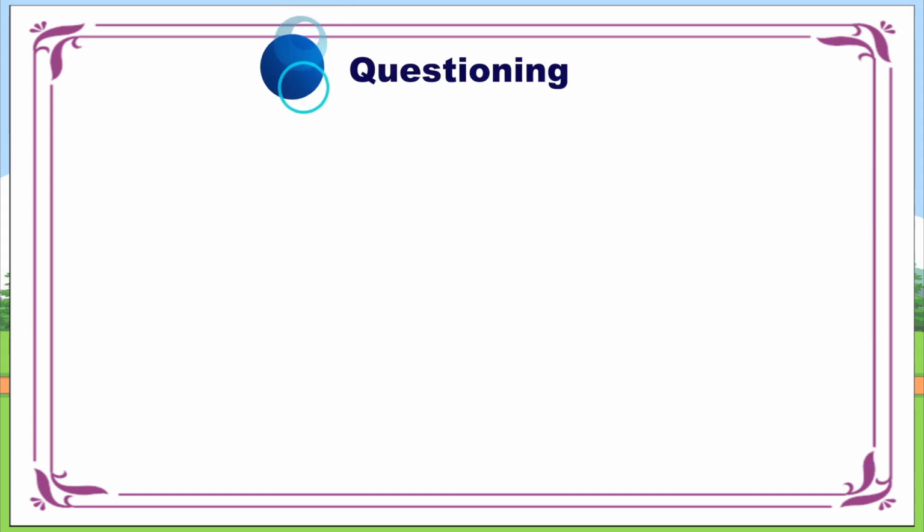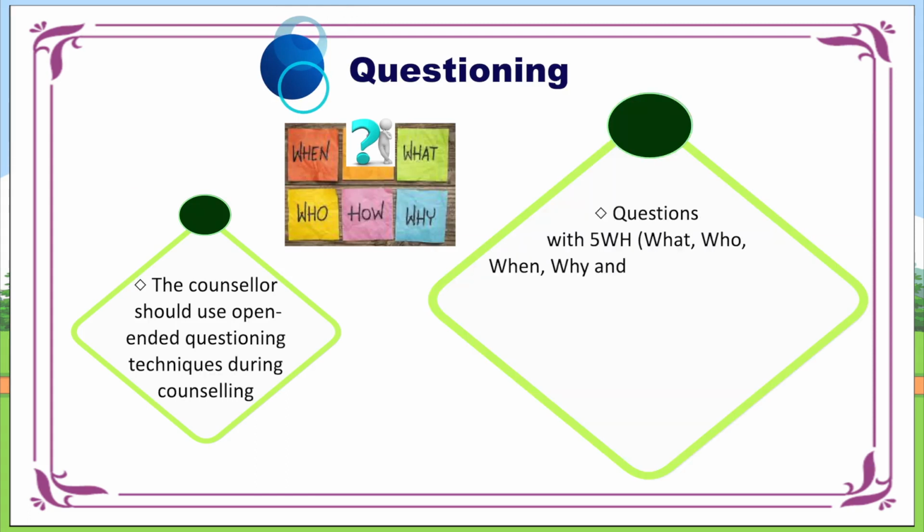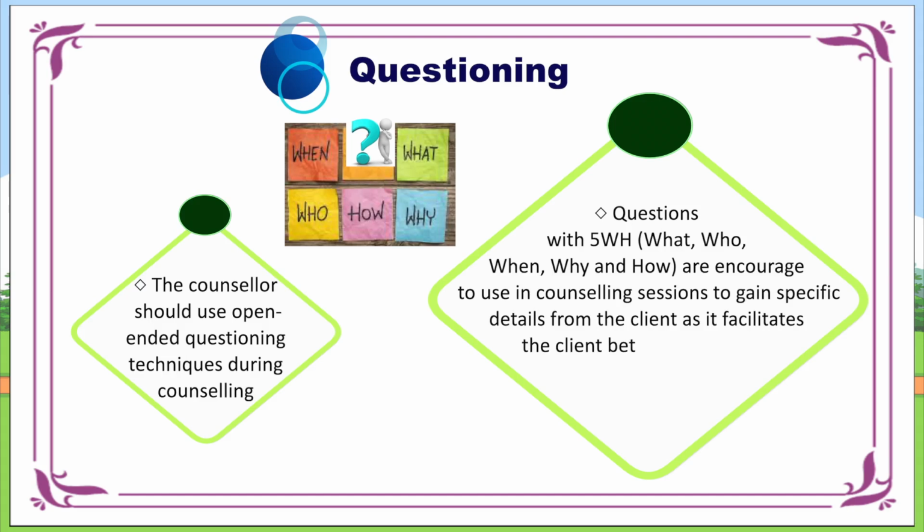Next, questioning. The counselor should use open-ended questioning techniques during the counseling. Questions with 5 WHs, that is, what, who, when, why, and how, are encouraged during the counseling sessions to gain specific details from the client, as it facilitates the client's better organization of the information about the problem situation.